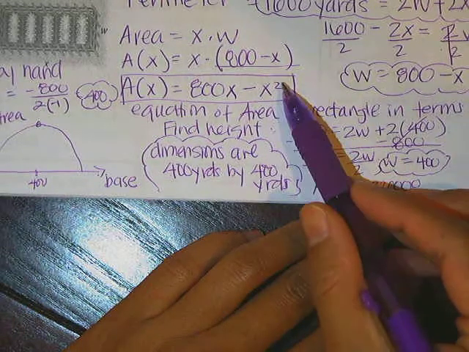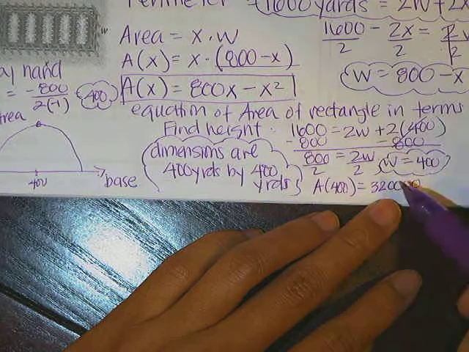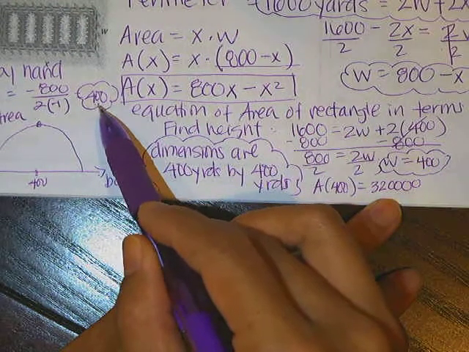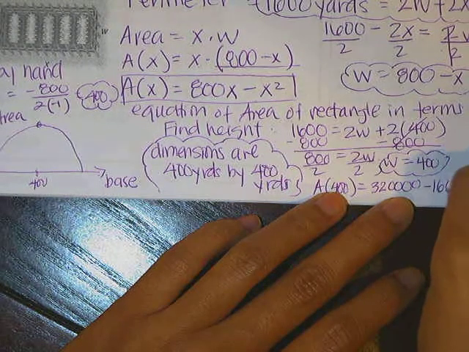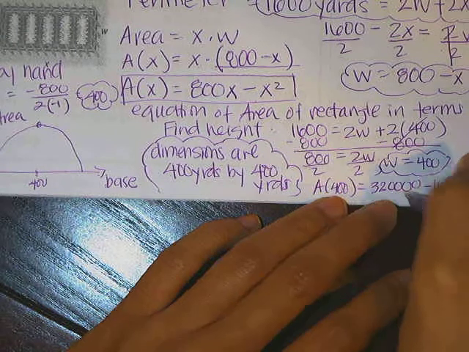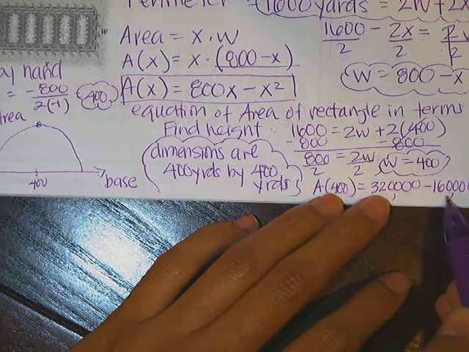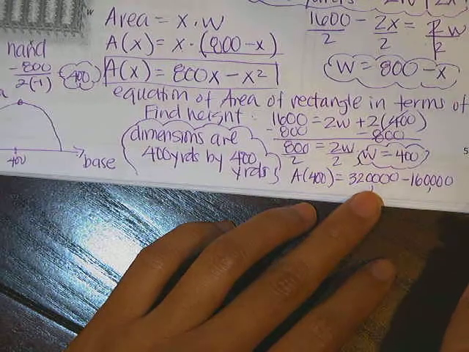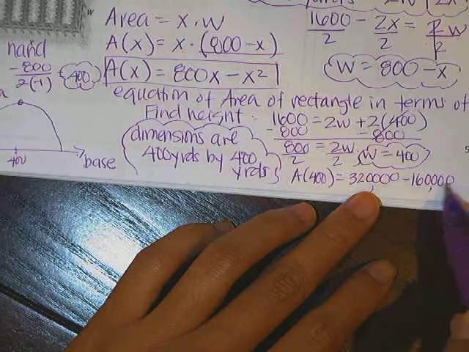Then 400 squared. 4 times 4 is 16, and 400 squared also has 4 zeros in it, so minus 16 with 4 zeros. So you have 320,000 take away 160,000. The max area is going to be 160,000 yards squared.